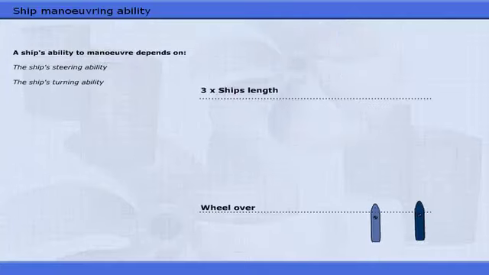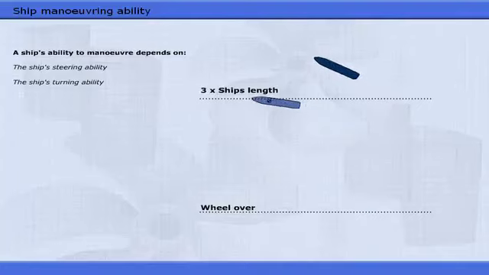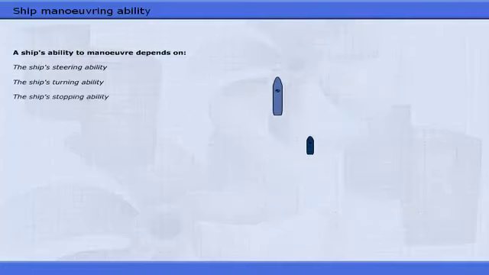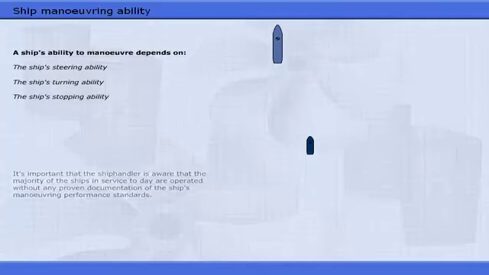A ship's ability to maneuver depends on the ship's steering ability, the ship's turning ability, the ship's stopping ability. It's important that the ship handler is aware that the majority of the ships in service today are operated without any proven documentation of the ship's maneuvering performance standards.